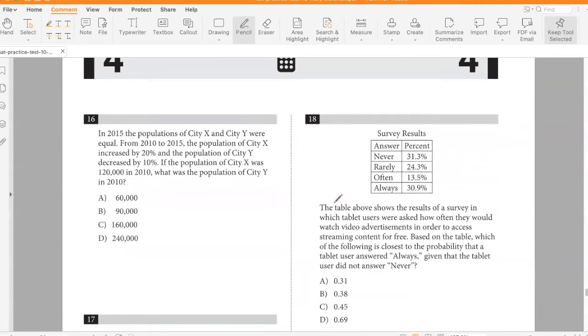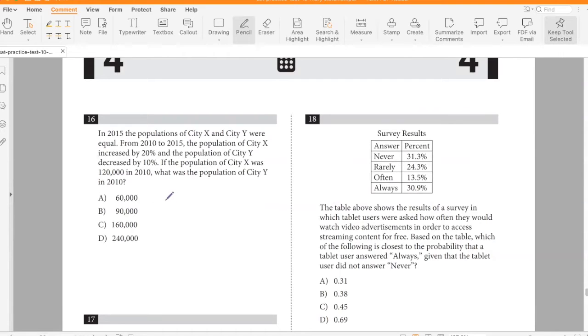In 2015, the populations of city X and city Y were equal. From 2010 to 2015, the population of city X increased by 20% and the population of city Y decreased by 10%. If the population of city X was 120,000 in 2010, what was the population of city Y in 2010?